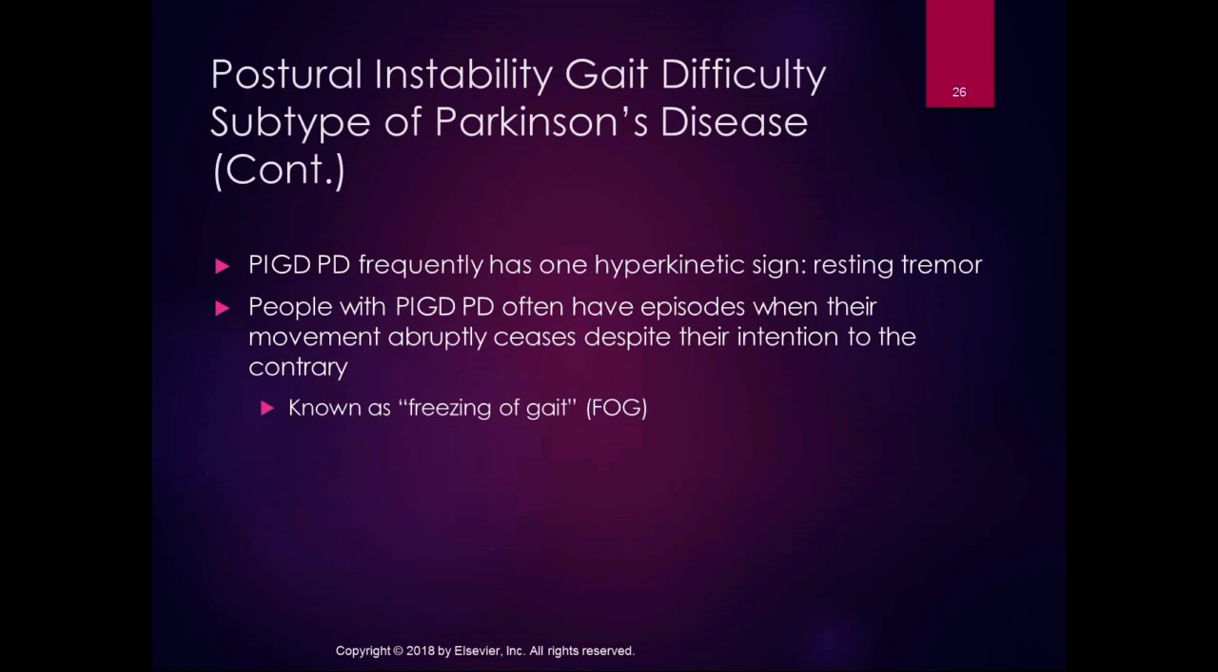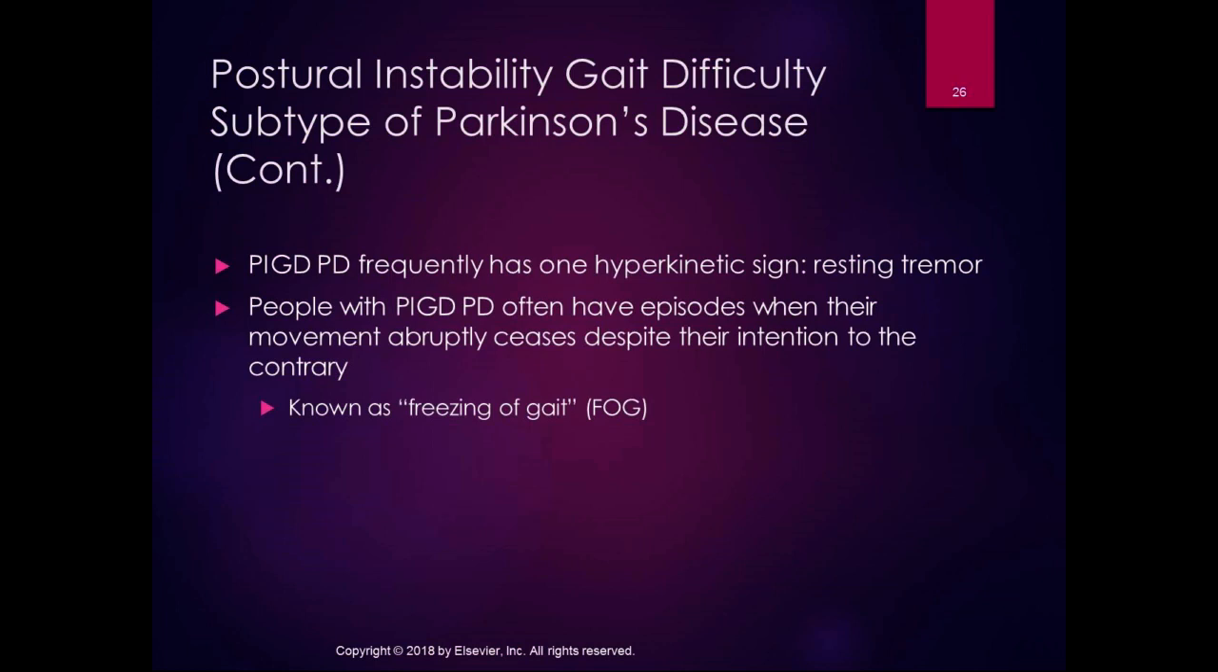People with akinetic Parkinson's frequently have one hyperkinetic sign, and that's the resting tremor. And that is the thing that most people go into the doctor for, because it disrupts their function. And usually people with Parkinson's start out with the tremor on one side, and then when they progress to advanced stages, it might be bilateral.